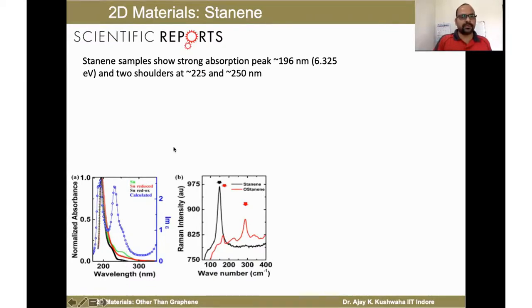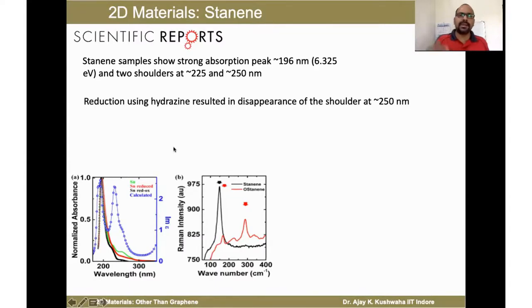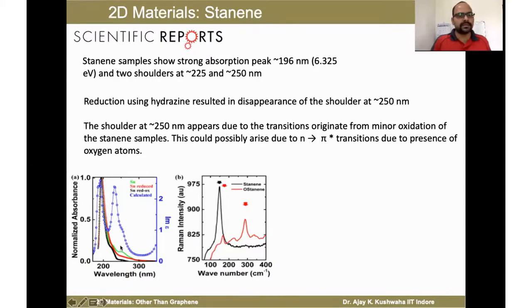And when they reduced this tin by hydrogen, this peak disappears. So that shows basically this peak corresponds to the oxidation of tin. And when they oxidized it, again this peak came into existence. So that means this peak is basically relevant to the n to pi* kind of transition, which is due to the presence of oxygen atoms.